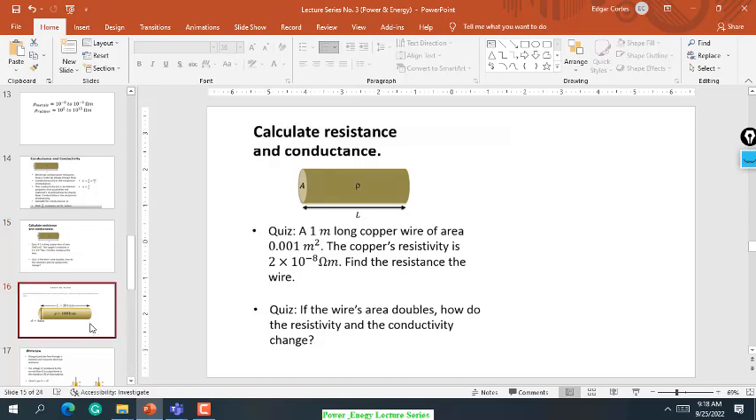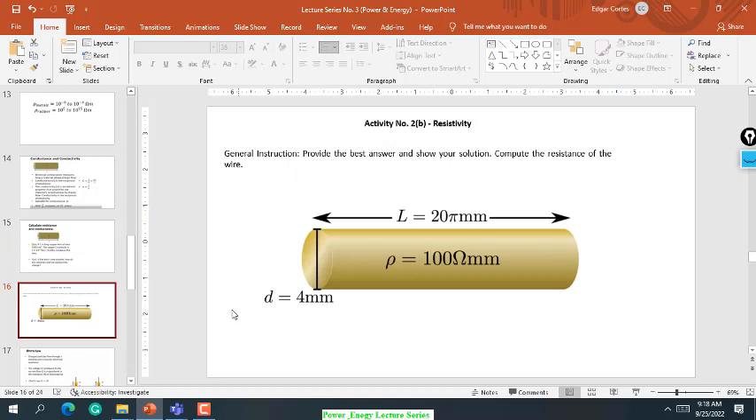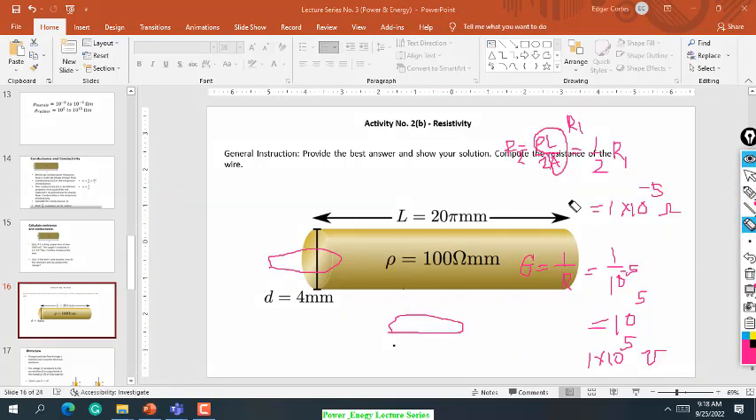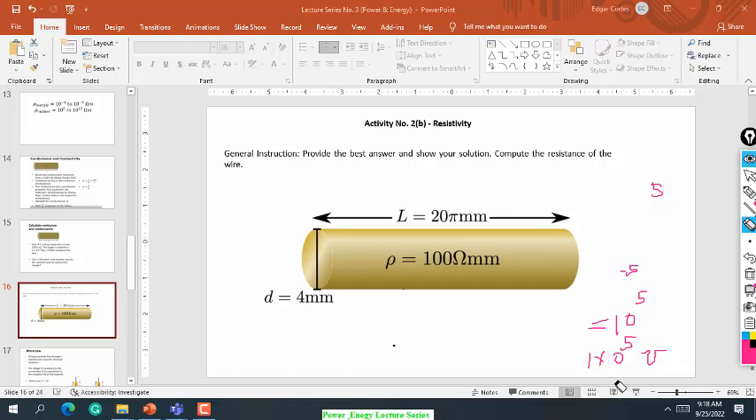In relation to that, class, we also have an evaluation. In your evaluation, provide the best answer and show your solution. Compute the resistance of the wire. Please note that we are looking for the resistance of the wire. What would be the formula? Just to give a hint: R equals rho L over A.